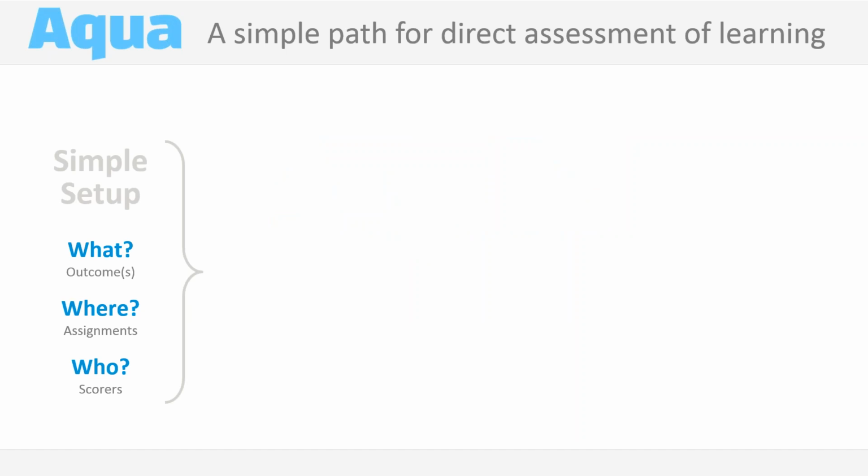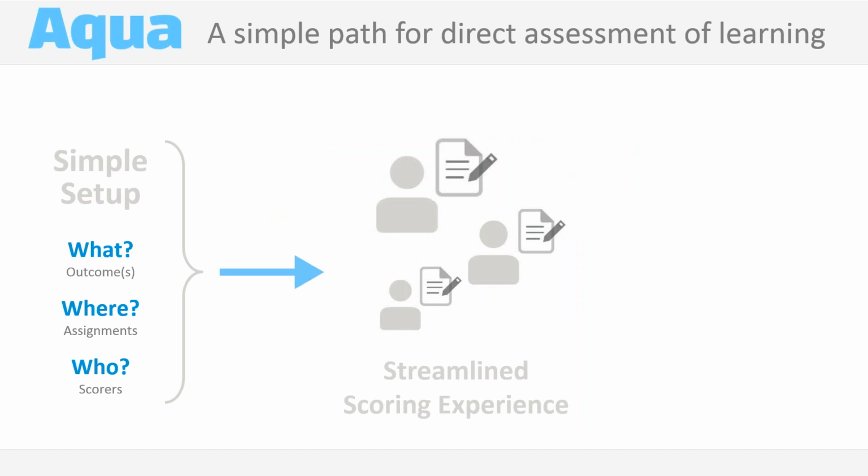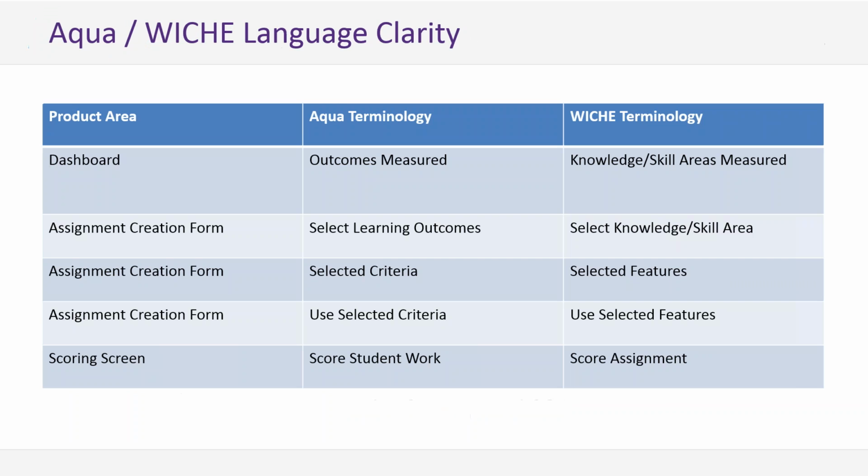So Aqua is really about a simple path for direct assessment of learning outcomes. It has a very simple setup. You look at defining your project, which is which outcomes we're going to measure, where we're going to collect the work from, and who's going to score. We have a very streamlined scoring experience, which I'll be taking you through today. And then the other key thing is data and getting that information as fast as we can. So we have worked with WICHI to set up Aqua to best meet the goals of this particular pilot.